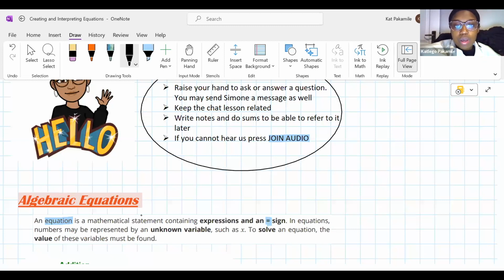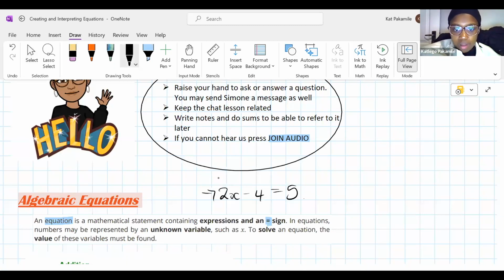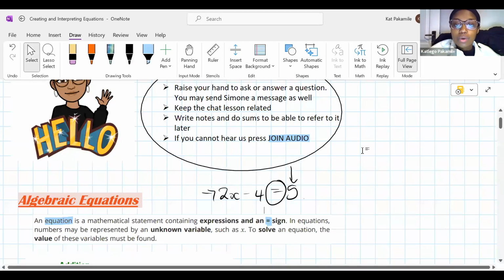So an example of an equation would be 2x minus 4 equals 5. We have an expression on the left. We have an expression on the right. I know it's one, but it's a monomial, let's not forget. And we have an equal sign. So that would be our equation.